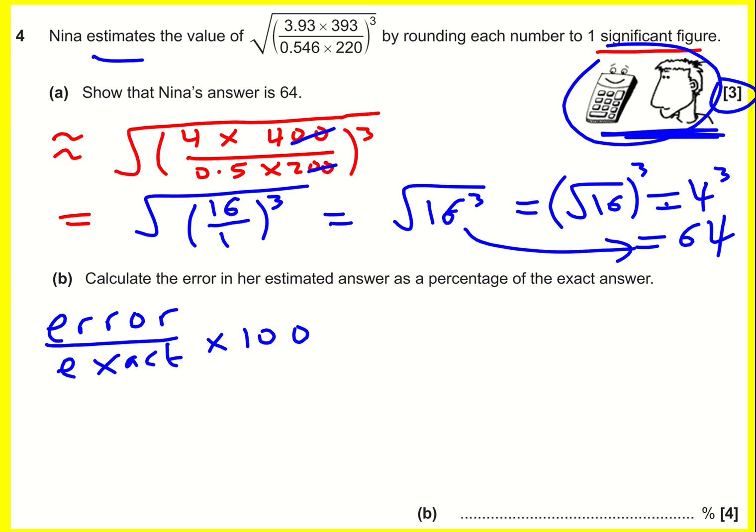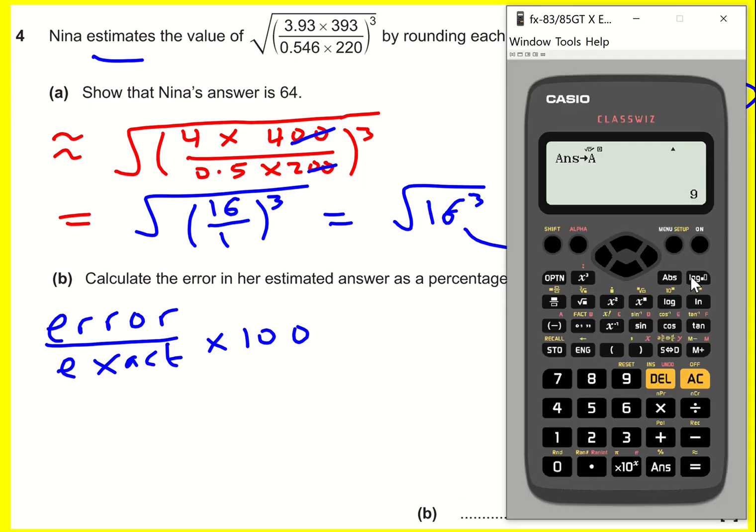So I just need to work out the true value now. So let's have a go at that. It's the square roots, and then I've got a bracket and a closed bracket. I'm going to put the fraction in, 3.93. Good stuff. 0.546 times 220. Just remember we're cubing it, so raising it to the power of 3.